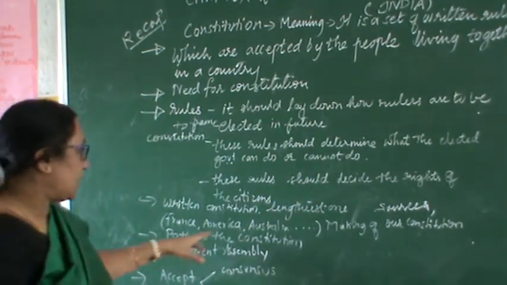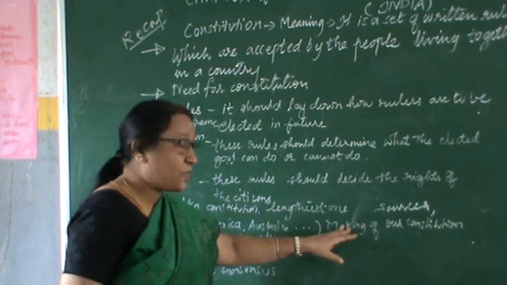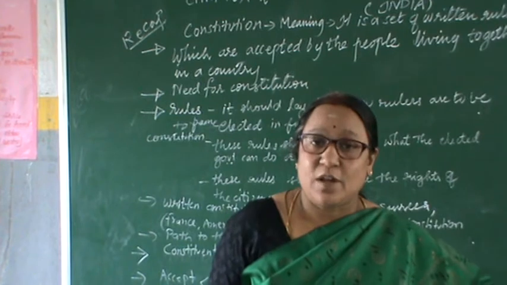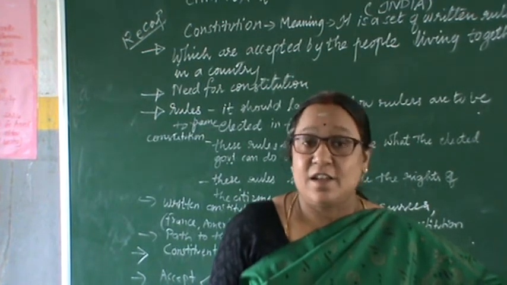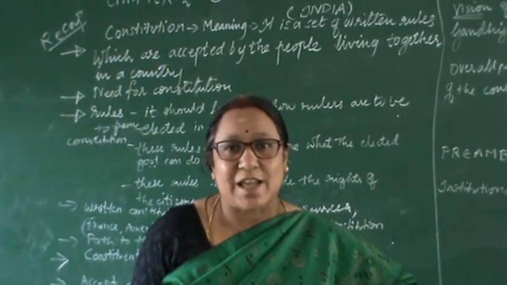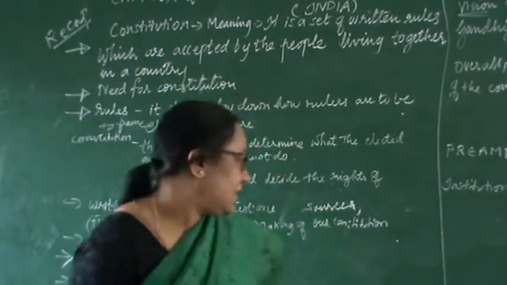We learned about the making of our Constitution. Making the Constitution was not an easy process. It was a difficult process because we had to merge the princely states, and then we saw how communal riots took place when partition took place. So all these aspects we have dealt with in our earlier class.